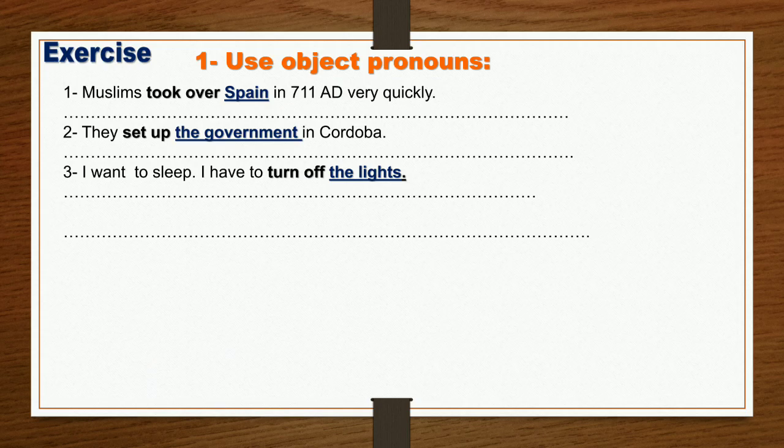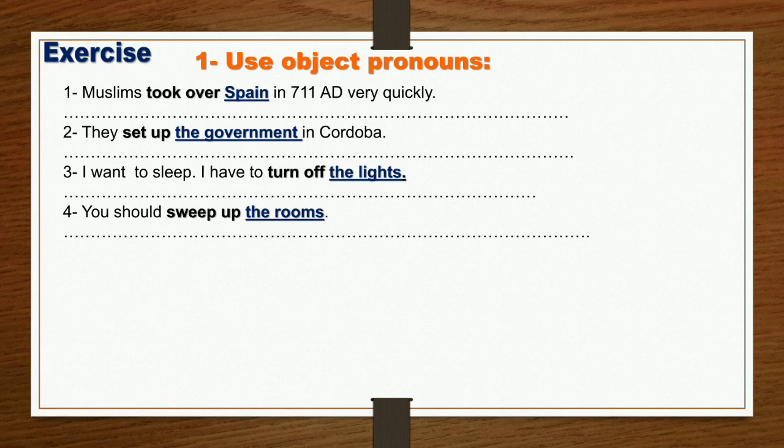3. I want to sleep. I have to turn off the lights. The lights هي الأوبجكت المفعول به. 4. You should sweep up the rooms. The rooms الغرف هي المفعول به الأوبجكت. الآن سنعيد الجمل باستخدام ضمير يعود على هذا المفعول به الذي تحته خط.